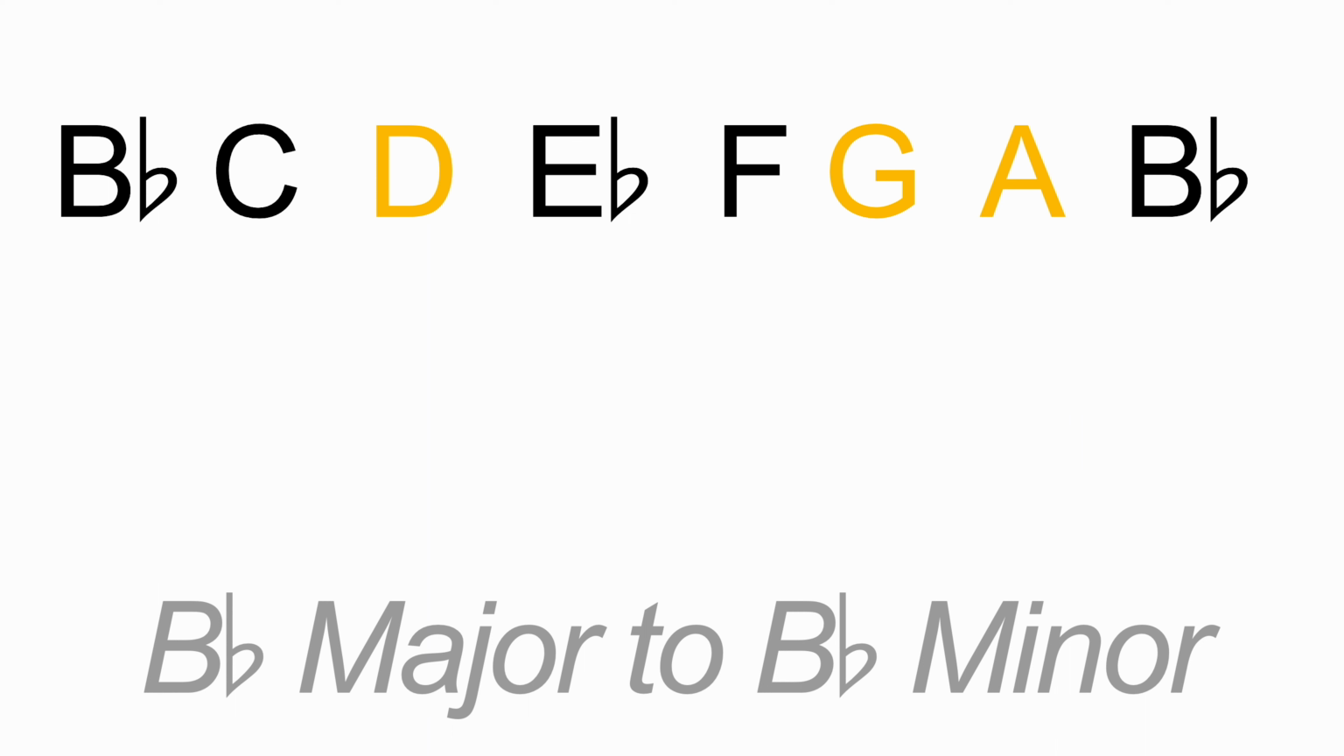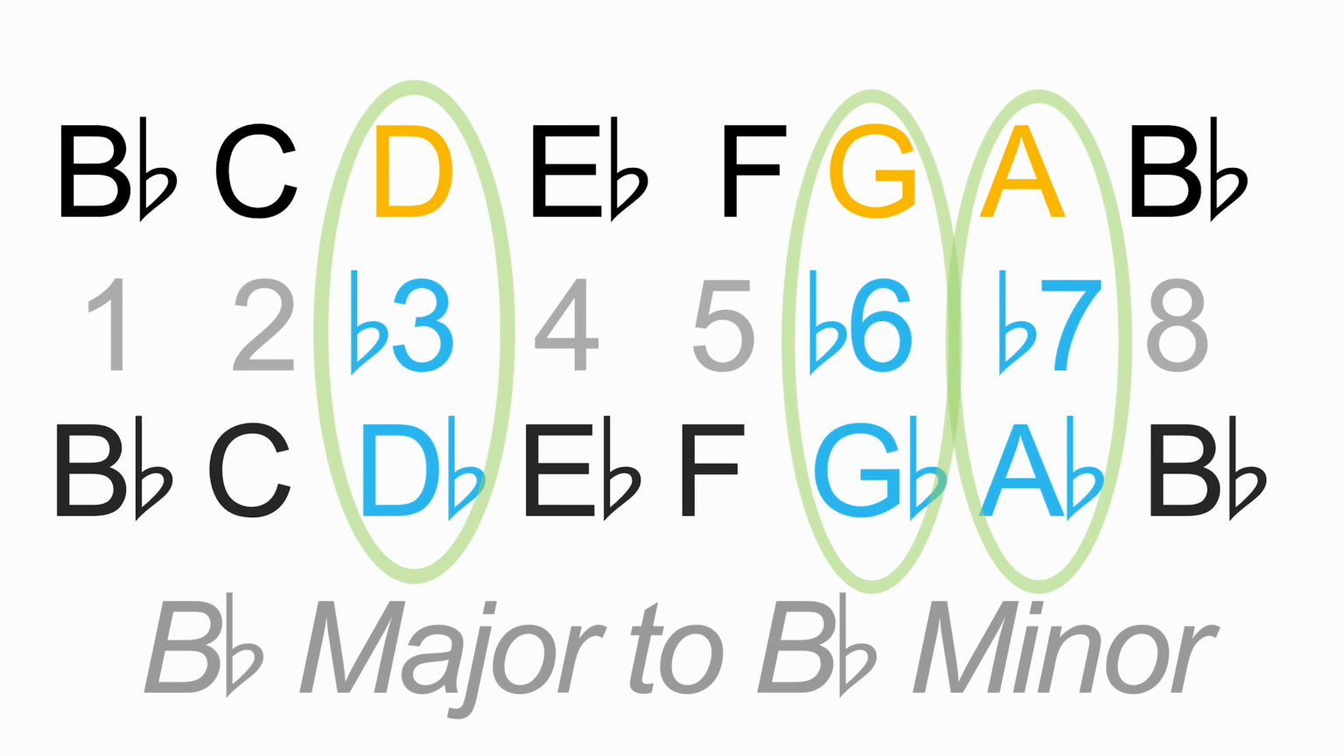Just see on another scale, if I have this B flat major scale and I want to know the notes of the B flat minor scale, I'm going to take that 3rd, 6th, and 7th. Here that D, G, and A are not going to have flats, and instead of this B flat major scale, I now have this B flat minor scale. So again, just lowering the 3rd, 6th, and 7th.